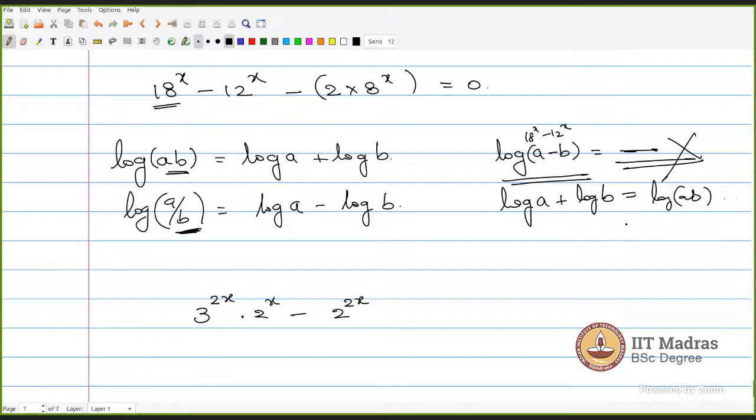But log of a plus b in the bracket we cannot write. No, we cannot. For log of a plus b, there is no closed expression. Okay, we cannot explicitly write it. Okay.